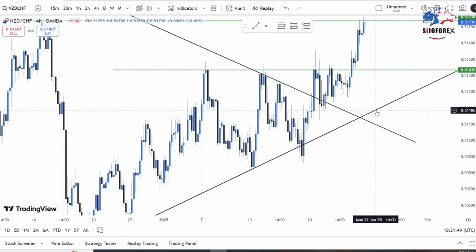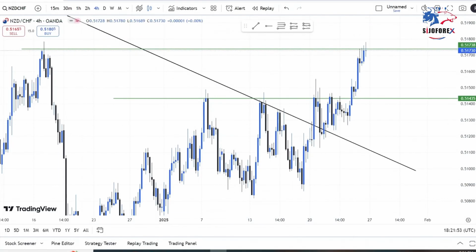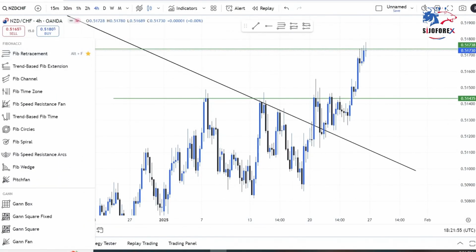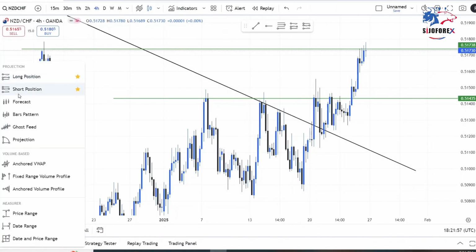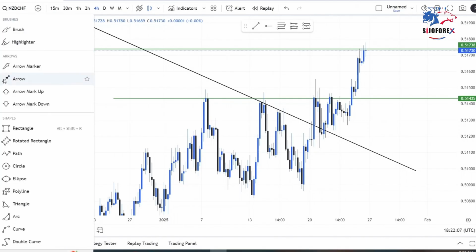Another thing I'm going to add in this chart is another instrument that is going to be important for you as a beginner. Let me see, projection, bar patterns. I don't use all of these. I always use this arrow mark. It's not going to be important for you now, but you can add it here.